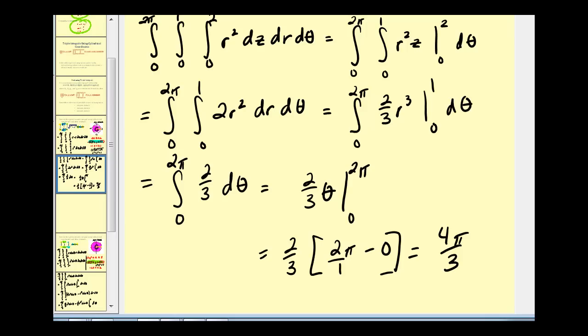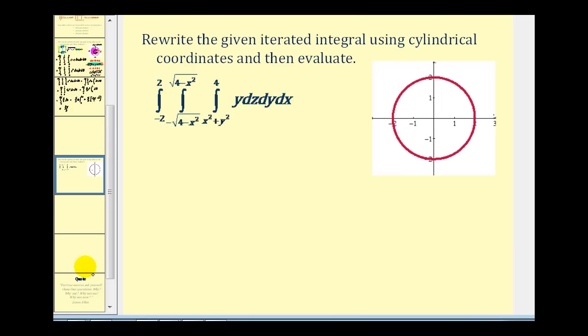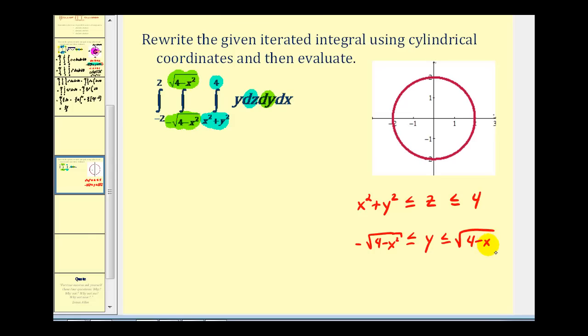Let's go and take a look at another example. Again, let's start by taking a look at the order of integration and then the limits of integration as well. This tells us that z is on the closed interval from x squared plus y squared to 4. Y is on the closed interval from negative square root 4 minus x squared to positive square root 4 minus x squared, and x is on the closed interval from negative 2 to positive 2.